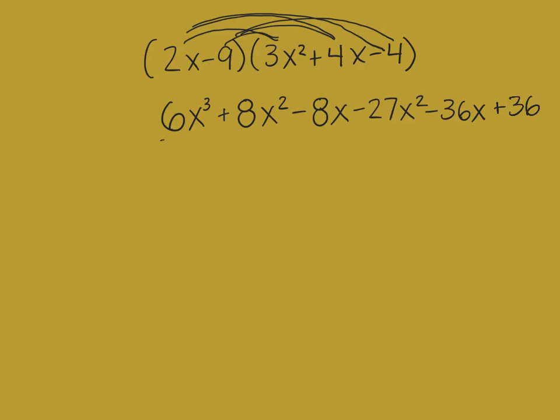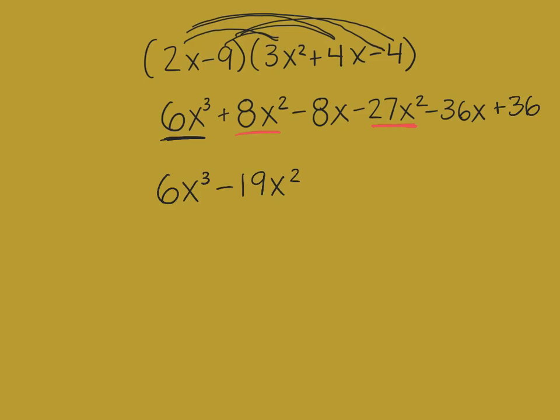So first we have 6 times x to the power of 3, and that is the only x that has an exponent of 3, so I can't combine it with anything. I will leave it like that. Then we have x squared and another x squared, so I can combine those. Positive 8x squared plus negative 27x squared. So if I combine positive 8 and negative 27, that would get me negative 19x squared.